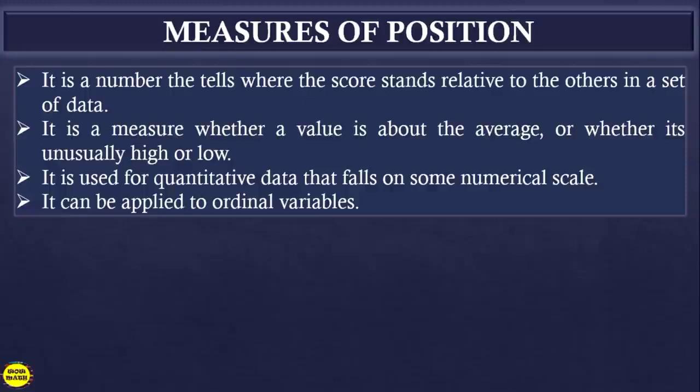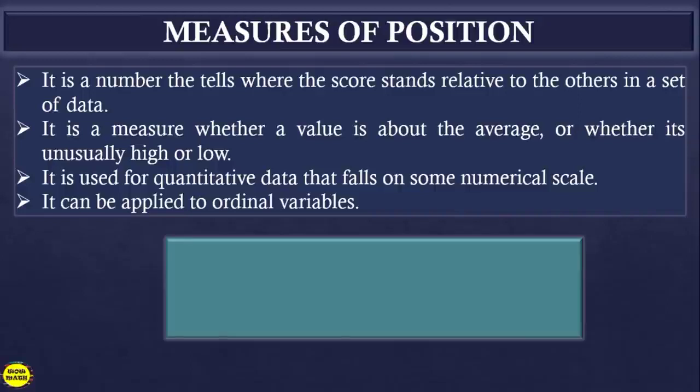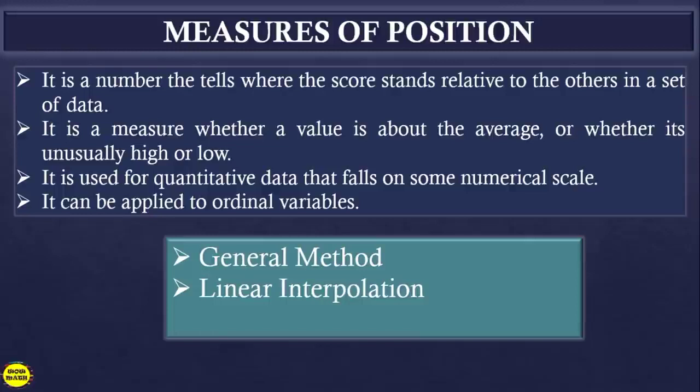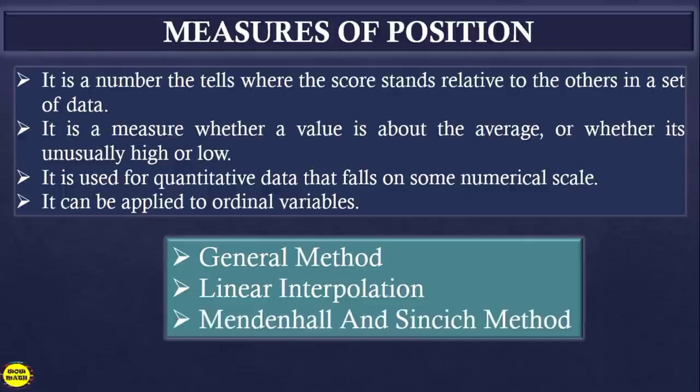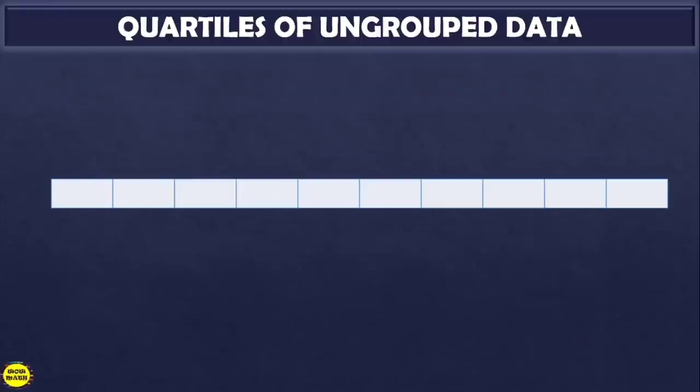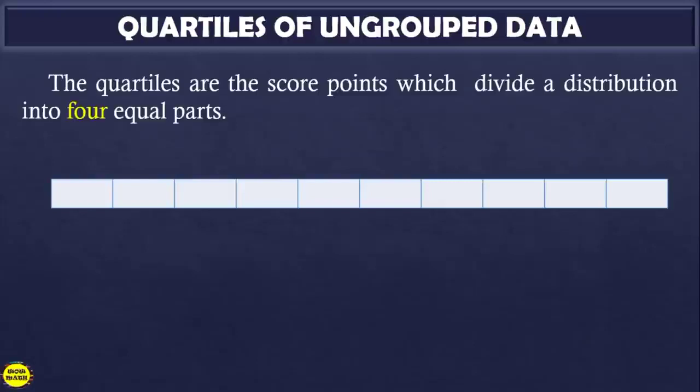In measures of position of ungrouped data, we have different methods to be used. We have the general method using linear interpolation and the Mendenhall and Sincich method. But in this video lesson, we're going to use the general method. First is the quartiles of ungrouped data.